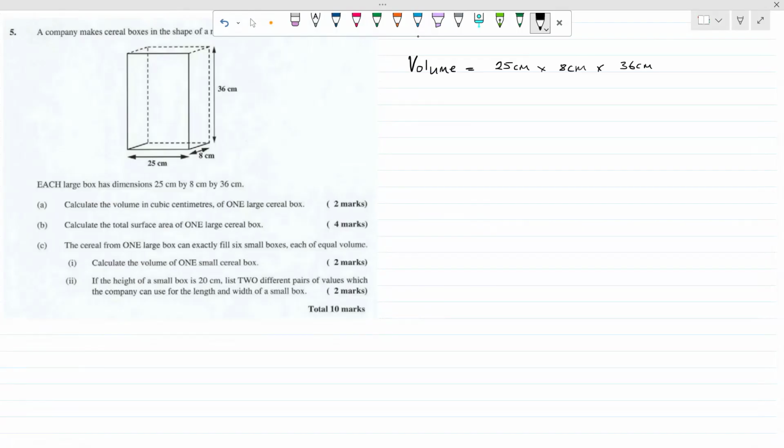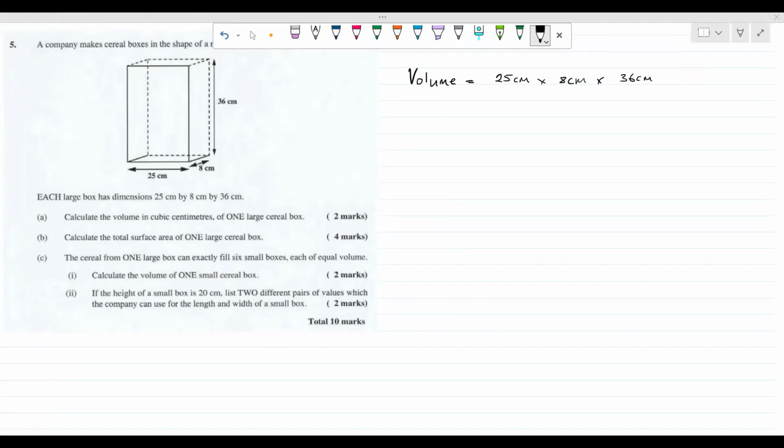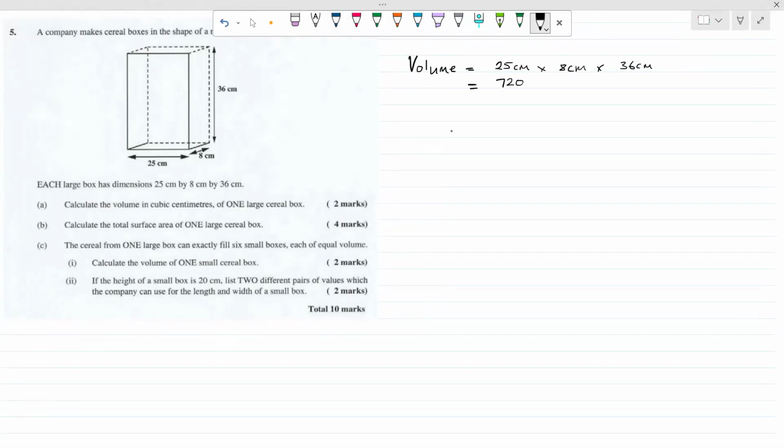Let me check that on the calculator. You should get 7,200. Just give me a thumbs up if you got that. 7,200 centimeters cubed. Perfect. So you finish with the volume in cubic centimeters of one large cereal box.